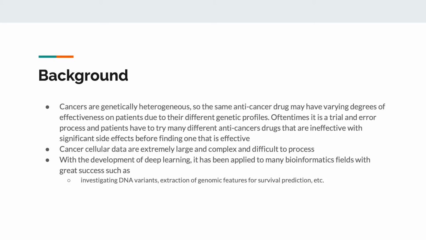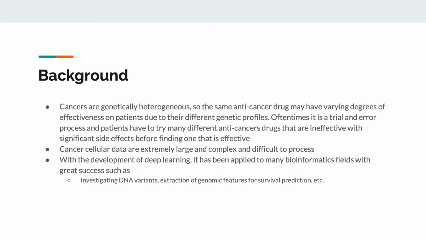Cancers are genetically heterogeneous. The same anti-cancer drug may have varying degrees of effectiveness on patients due to their different genetic profiles. Oftentimes, it is a trial and error process, and patients have to try many different anti-cancer drugs that are ineffective with significant side effects before finding one that is effective.